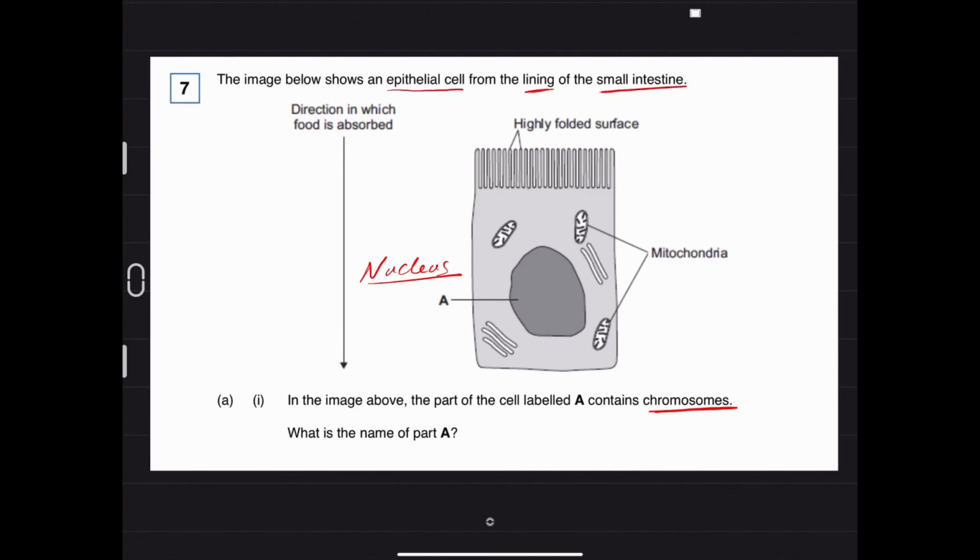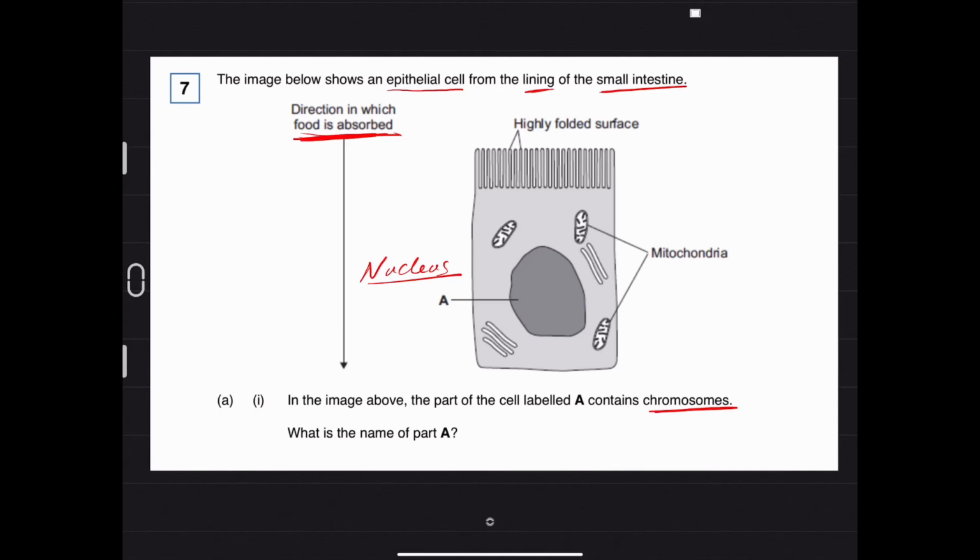So it's giving you the type of cell, it's giving you the location of the cell, and it's also telling you in which organ it is found. These are all key points of a question because it's going to become relevant in the subsequent parts of this question. Also, look at the direction of the arrow that is being shown here. It says direction in which food is absorbed. So it's telling you that the food is going to be absorbed in this manner here. And so this is a key statement here. It's important that you do not just overlook it.